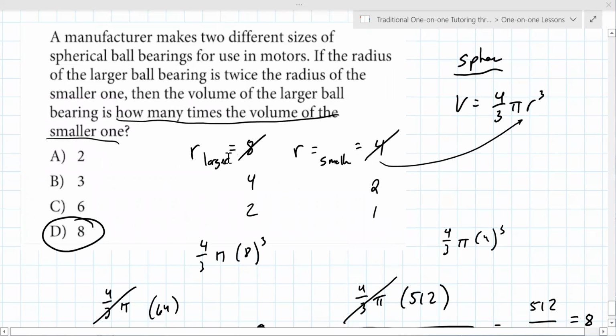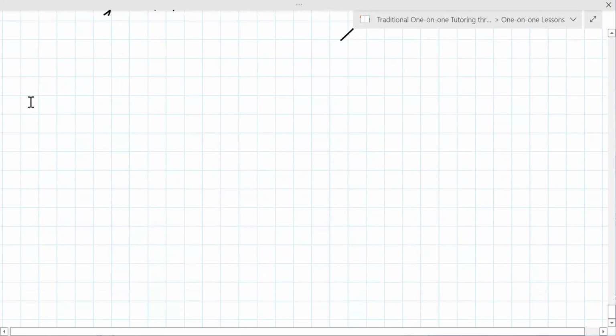Now this is what's interesting. So we doubled the radius. And what is the exponent on the radius in our problem? Cubed. So is 2 cubed 8? Yes. So I want you to keep that in mind for this problem. You don't actually have to do any of the calculations that we just did.